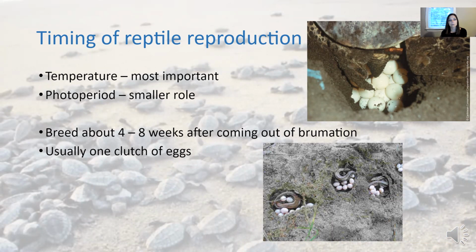Typically, reptiles will breed about 4 to 8 weeks, so a month or two, after coming out of brumation. Now, brumation is kind of analogous to hibernation in mammals. It's when in the winter, reptiles decrease all their body functions to deal with the much lower temperature. Most reptiles have just one clutch of eggs per year.